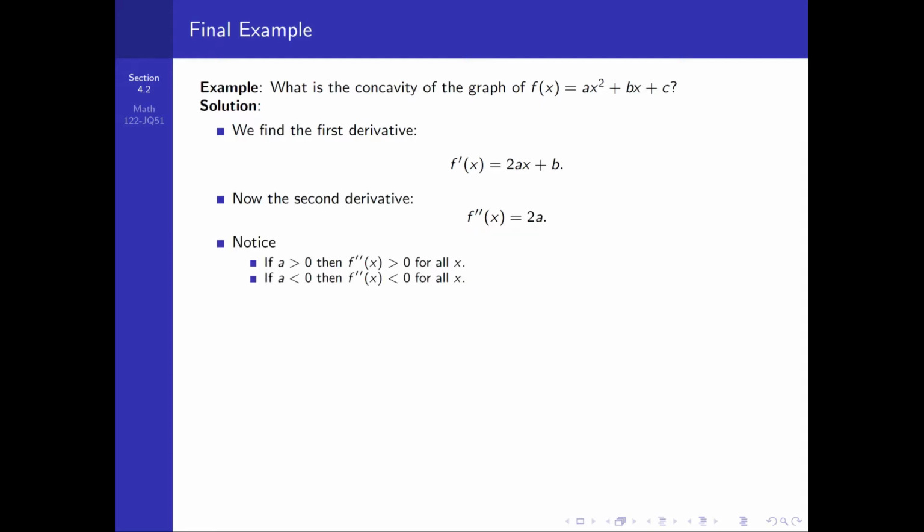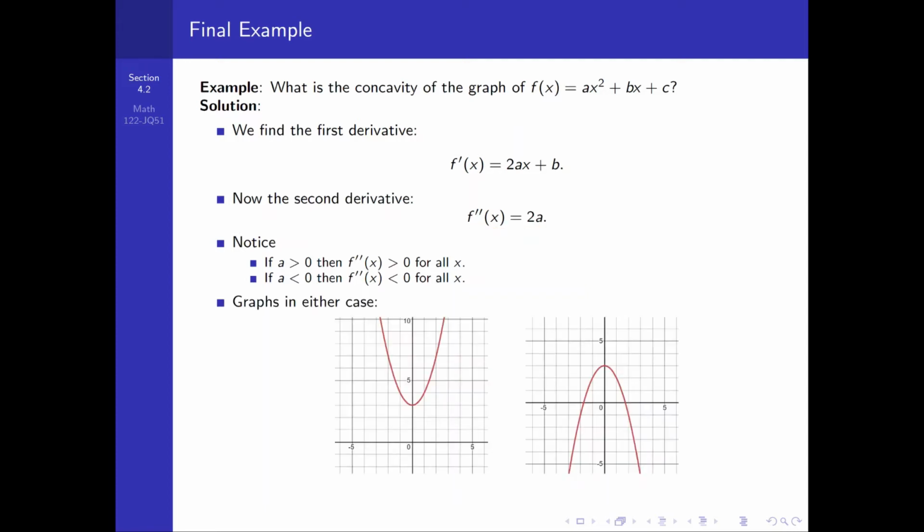And now we have the following observation. If a is greater than 0 in this expression, then the second derivative is also going to be greater than 0 for all x, because the second derivative is constant in this case. It's just 2 times a. On the other hand, if a is less than 0, then the second derivative is going to be less than 0 as well for all x.